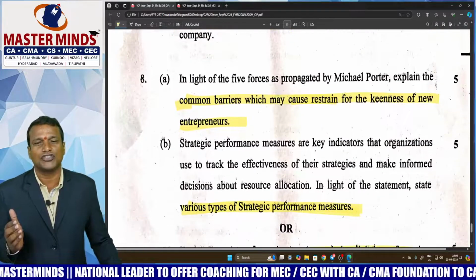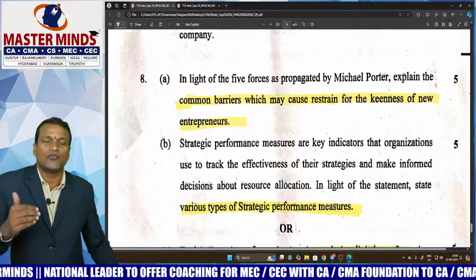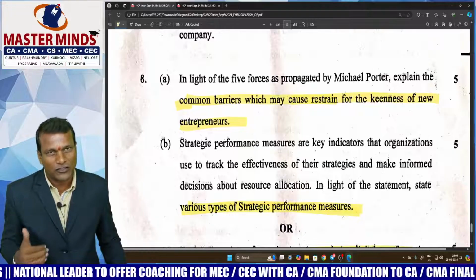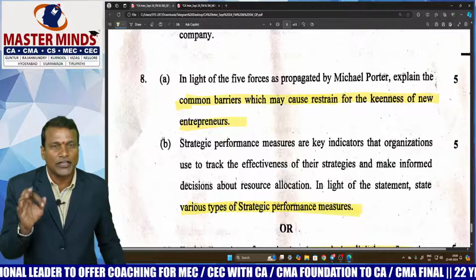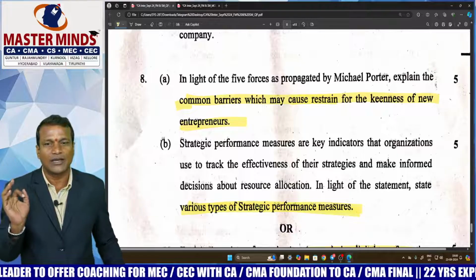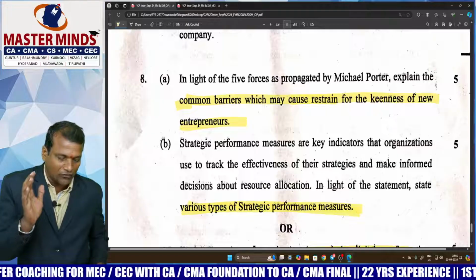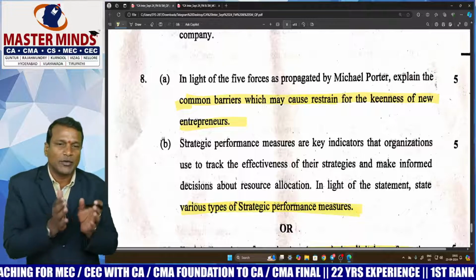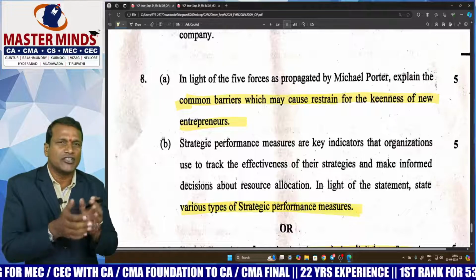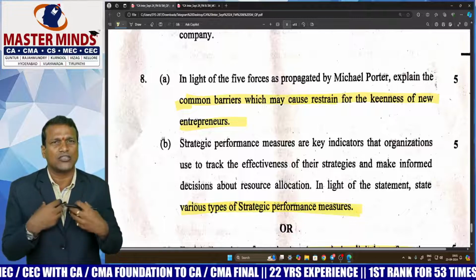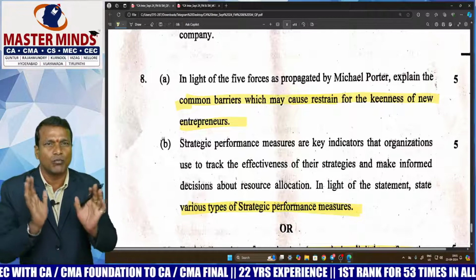Now come to the question number 8a. He's talking about 5 forces model. Out of 5 forces, he's talking only about the potential new entrants. Right, look at the question. What are the common barriers which may cause restraint for the keenness of new entrant? What do you mean by the keenness of new entrant? Somebody is trying to start the same business as we are doing right now. How to block the new entrants?